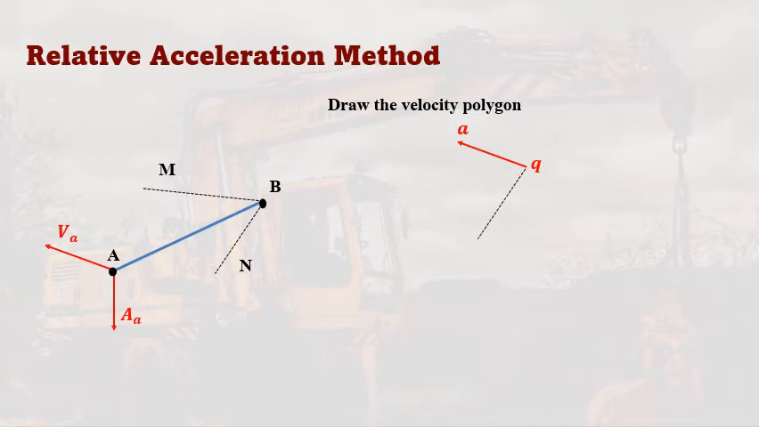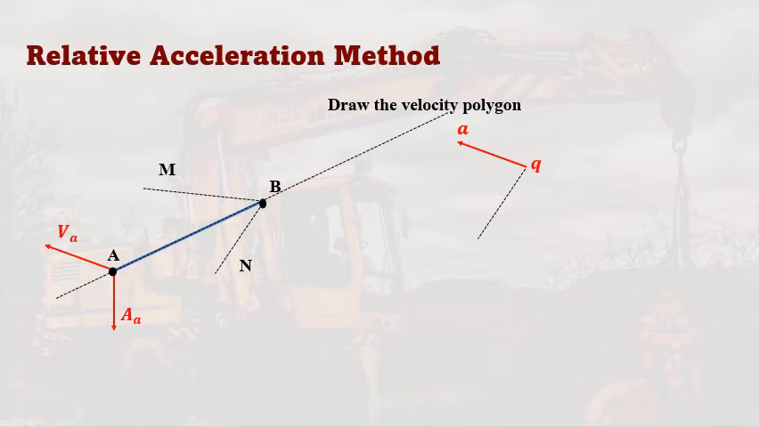So next, we draw the direction of the velocity of B. We know that the velocity of B is represented by N. So that's why we draw it also at Q. So that is the direction of the velocity of B.